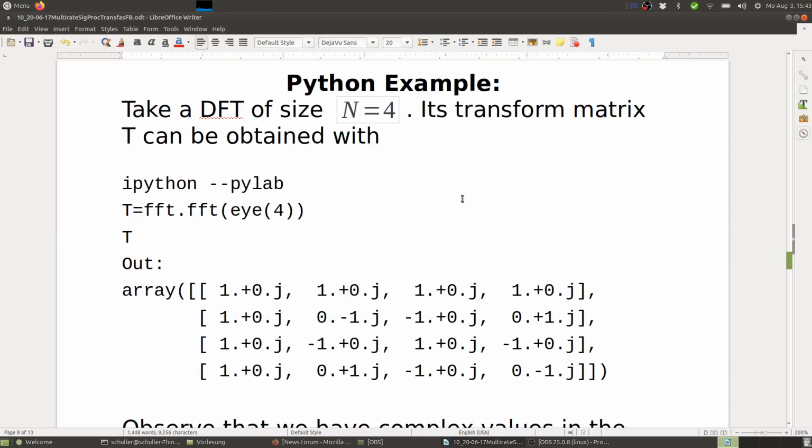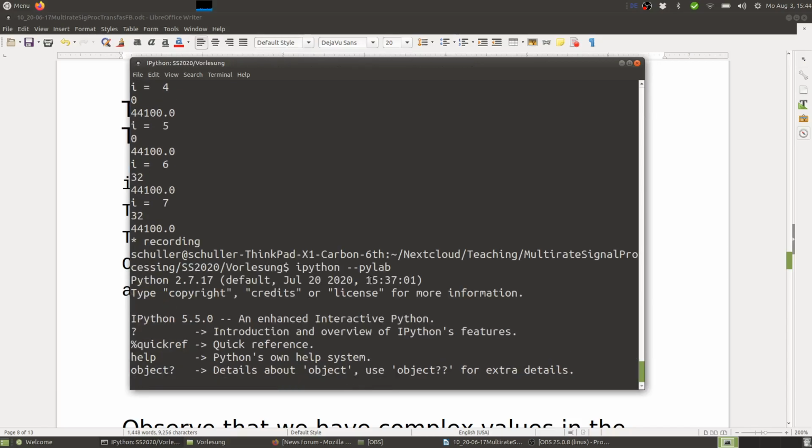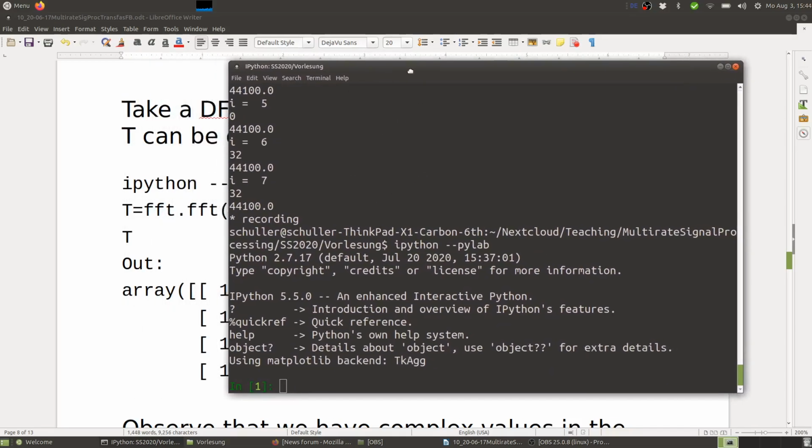So here's now a Python example. Right, we take a small DFT of size capital N equals 4, so block size 4 subbands. And then we use IPython minus PyLab for this experiment. So let me start IPython, minus PyLab, in my terminal window. So here you can see it started because we have this colorful prompt.